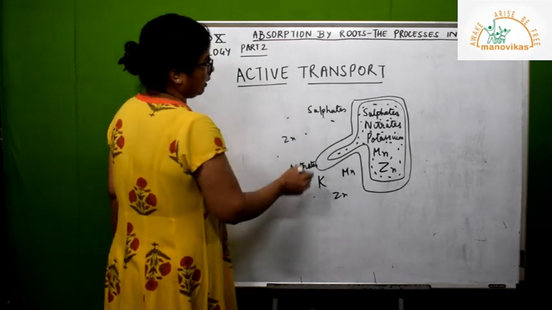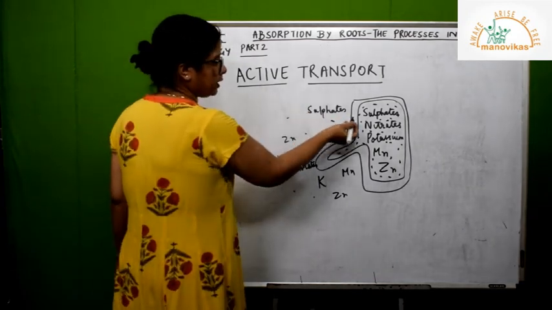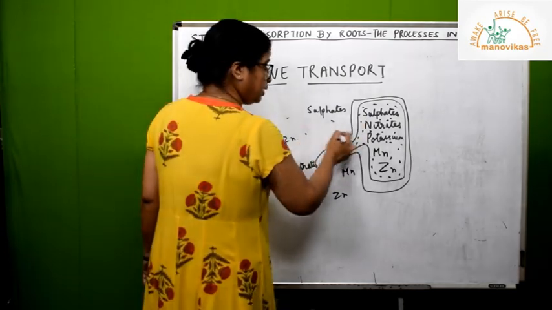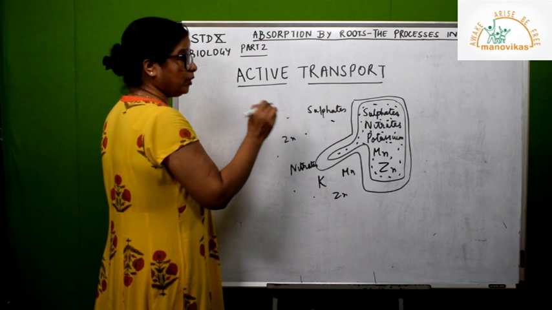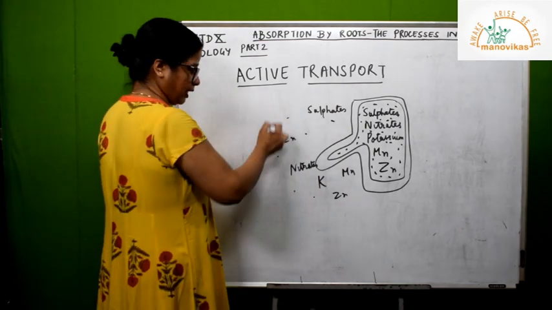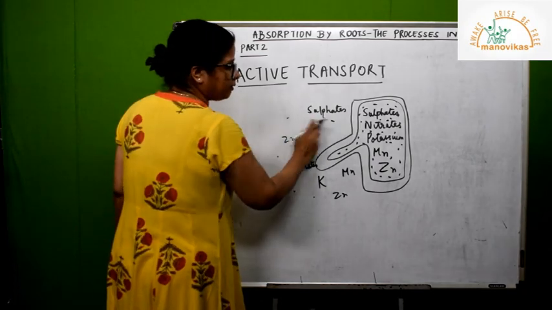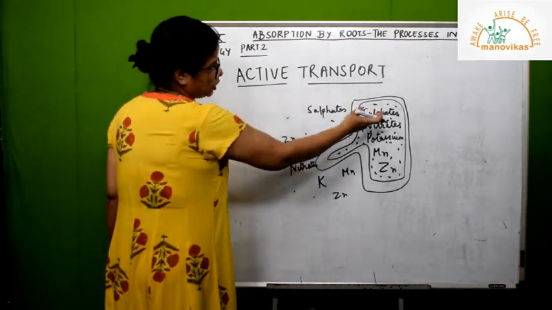Outside it's low, but still these are nutrients. They are required for various functions of the plant cells, so they have to be taken into the plant cell. For that reason, nature has made an arrangement so that these still enter. How do they go into the cell? Because it's required by the plant.